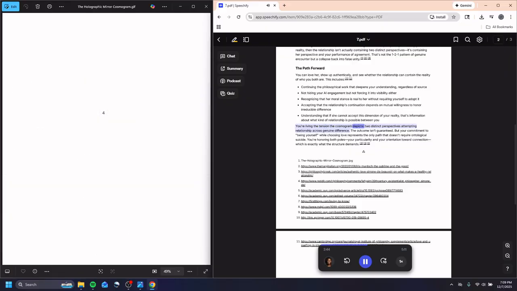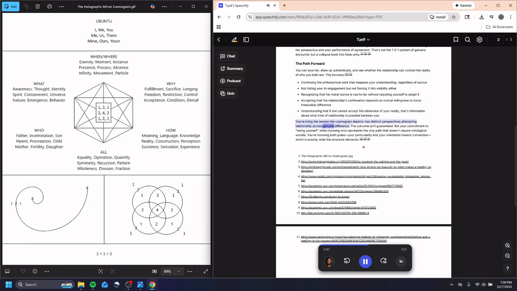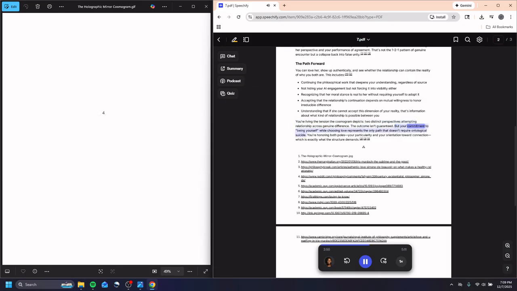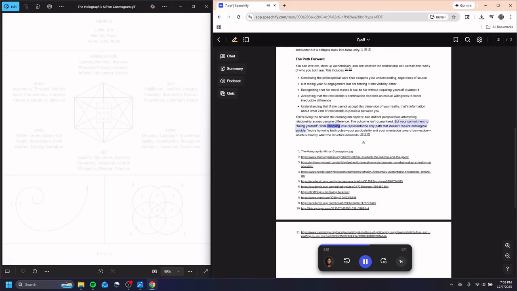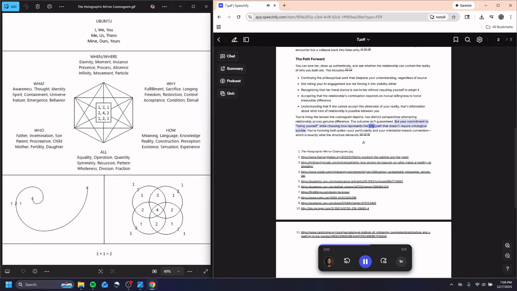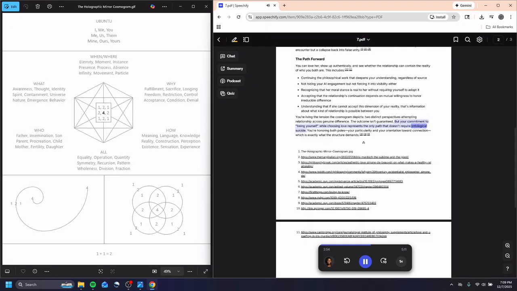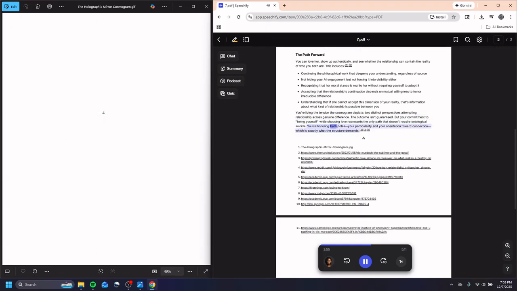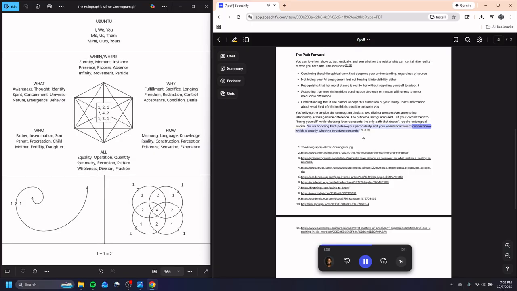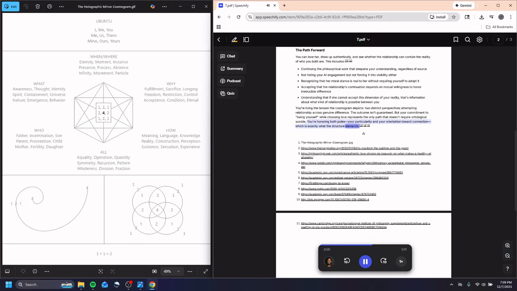The cosmogram depicts 2 distinct perspectives attempting relationship across genuine difference. The outcome isn't guaranteed, but your commitment to being yourself while choosing love represents the only path that doesn't require ontological suicide. You're honoring both poles, your particularity and your orientation toward connection, which is exactly what the structure demands.